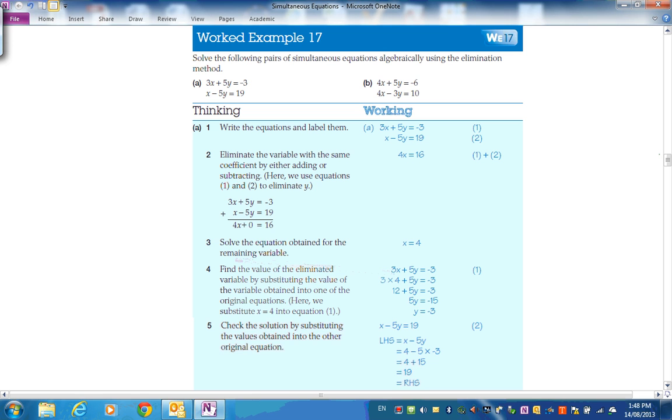So from Pearson's again, solve the following pairs of equations algebraically by elimination. So let's write the two equations down. And then you can see here that because the y's have the same size number in front, plus 5y and take 5y, if we actually add the equations now, I prefer to put it like that. 3x plus x is 4x. 5y plus neg 5y is nothing. Neg 3 plus 19 is 16.